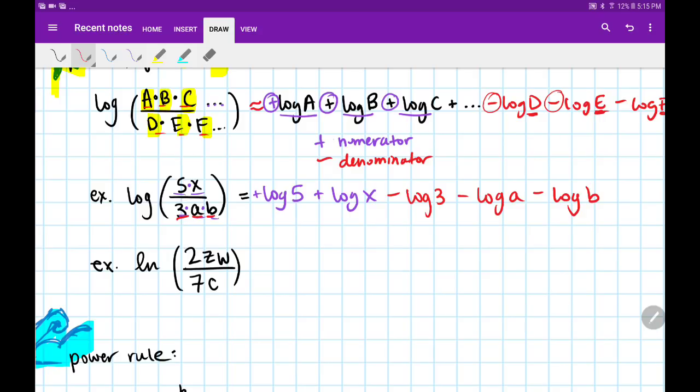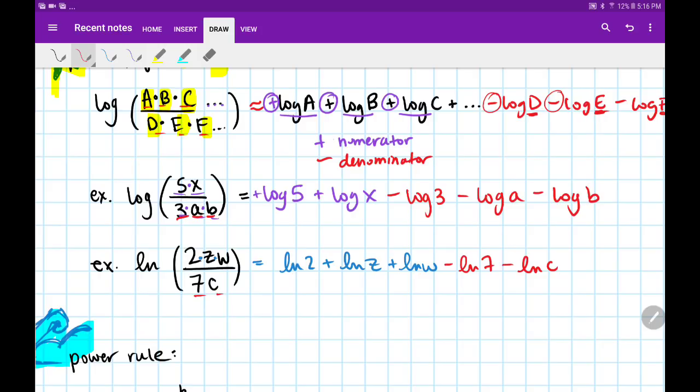Okay, let's do the last one. It says natural log of 2zw over 7c. So see if you can try it yourself. I'm going to start at the top. I have 2 times z times w, so each of them is going to get its own log. Now I'm dealing with ln, so I'm going to write ln of 2 plus ln of z plus ln of w. I'm moving into the denominator now, so we need to use minus signs. Minus ln 7 minus ln c.